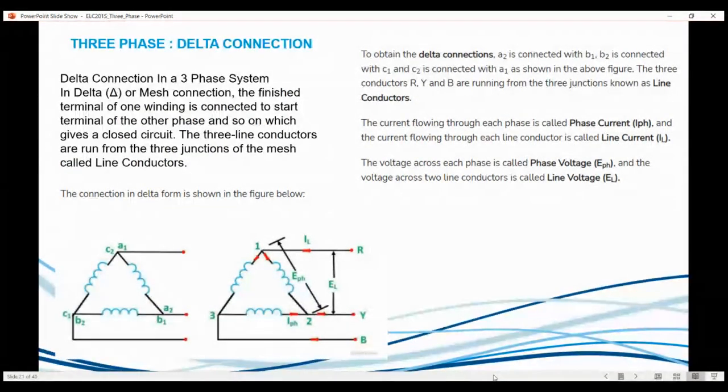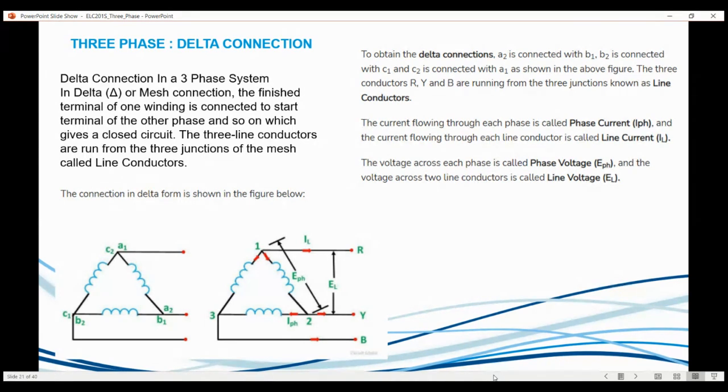Another type of connection is delta. So delta, we have three conductors and we assemble them in a triangle. It's also called a mesh connection. The finish terminal of one winding is connected to the start of another. So that's another way of configuring a 3-phase system.